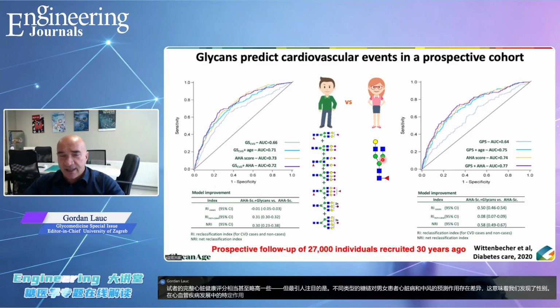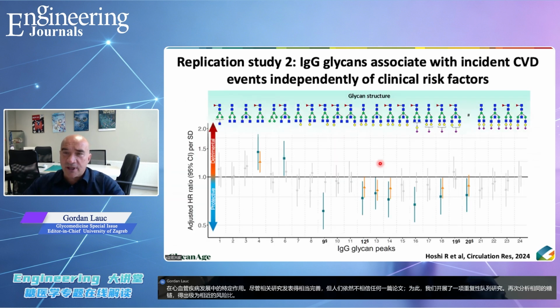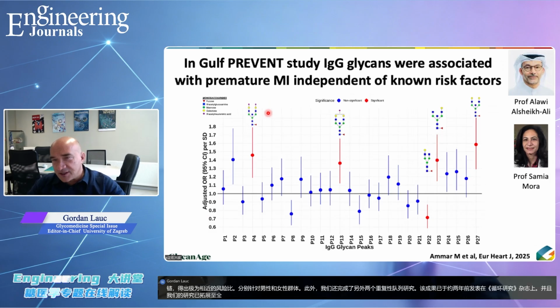Published well, but again, nobody trusts a single paper. We did the replication cohort. Again, the same glycans, very similar hazard ratios, separate in men and women. We did additional 2 replication cohorts. This was published 2 years ago in Circulation Research, and we even moved to different parts of the world. And this is a study we did in the Middle East, showing that the same glycans also predict this premature myocardial infarction, which is a big problem there.